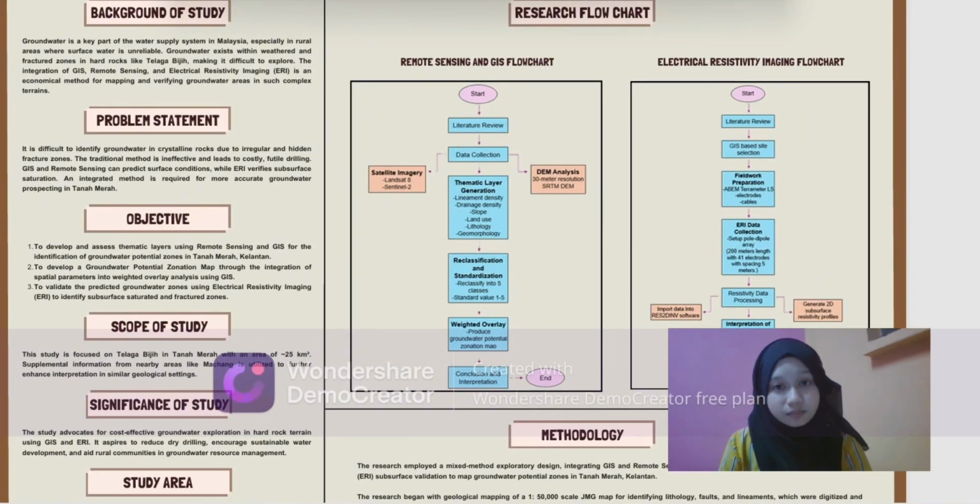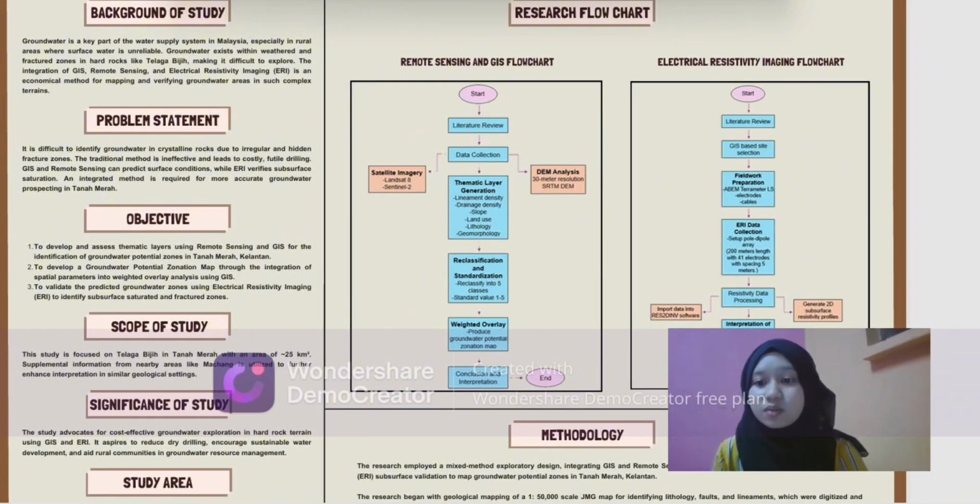Groundwater is a key part of the water supply system in Malaysia, particularly in rural areas where surface water is unreliable or unavailable during dry seasons. In this research, I focus on Telaga Bijih in Tanah Merah, Kelantan, a region with crystalline bedrock that stores groundwater primarily in secondary features like fractures and weathered zones. Since these features are not visible, apparent, or uniformly distributed, I apply GIS and remote sensing to analyze terrain features and ERI for subsurface validation.